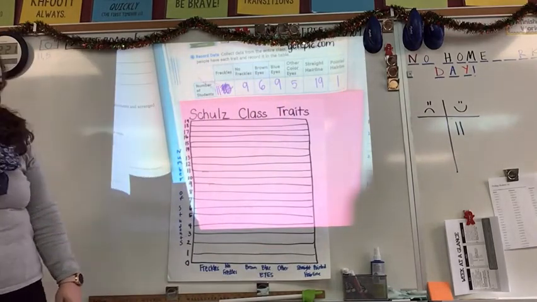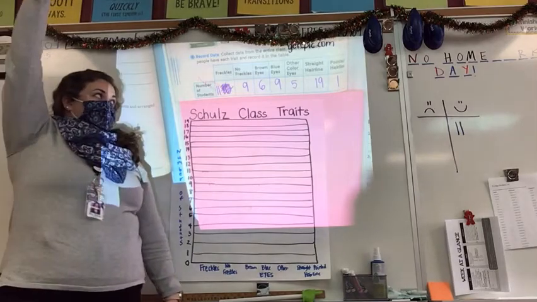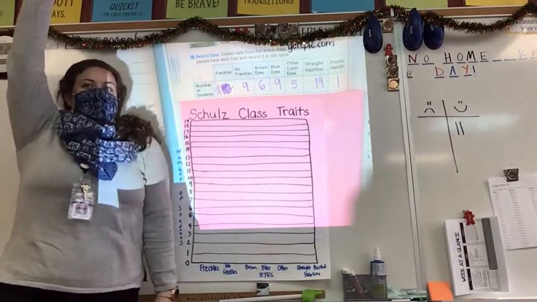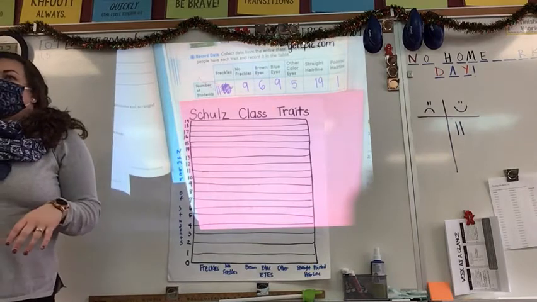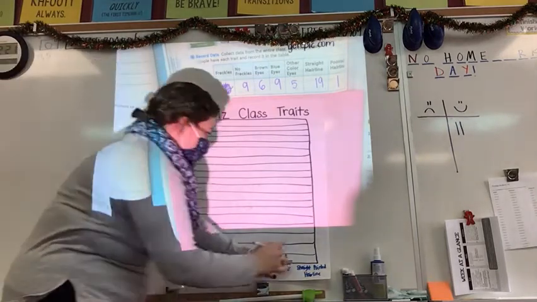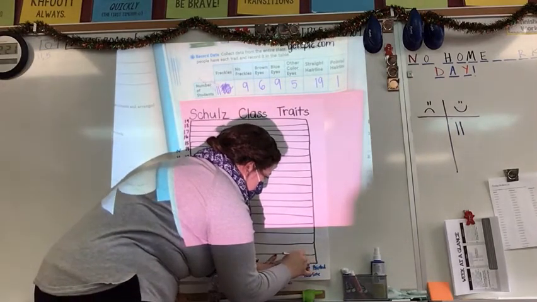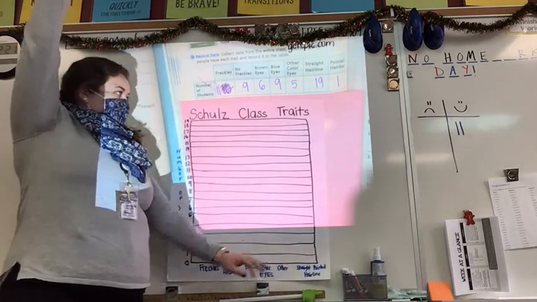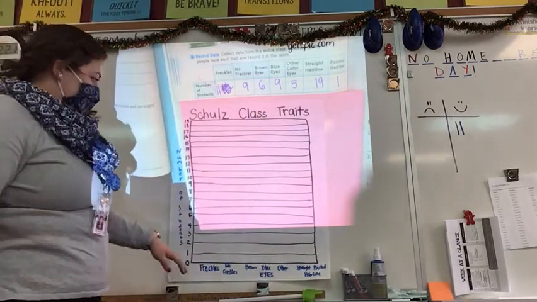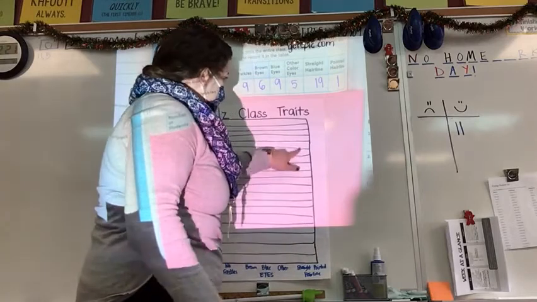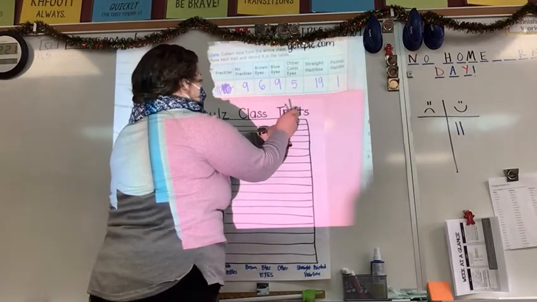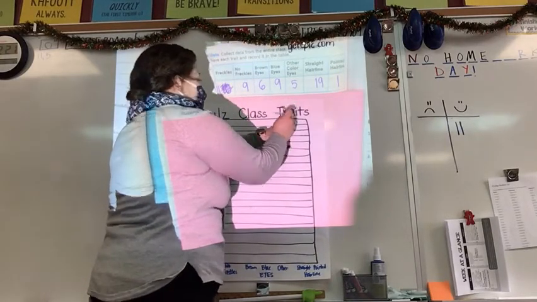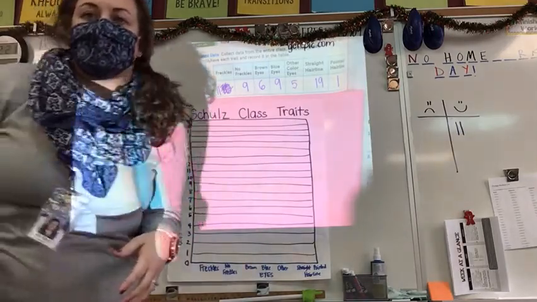Then we're going to group our hairlines together. How many of us had a pointed hairline starting off? 1. Dax. And how many had a straight hairline? 19. Okay, now I'm going to call people to draw the bars. Here we go.